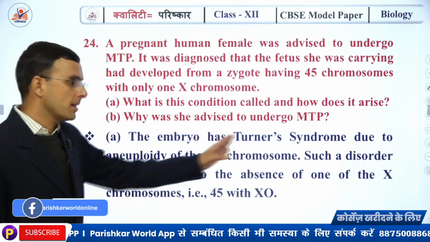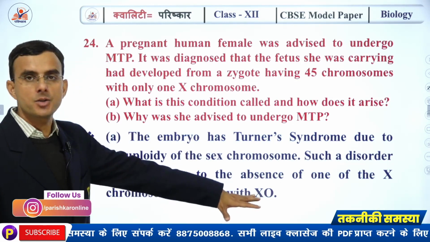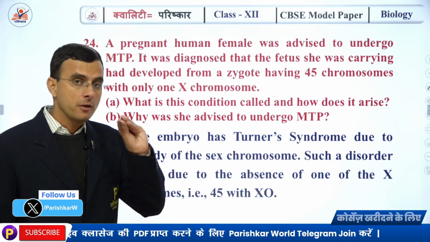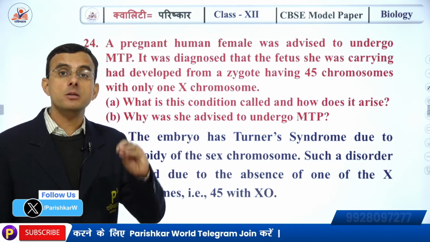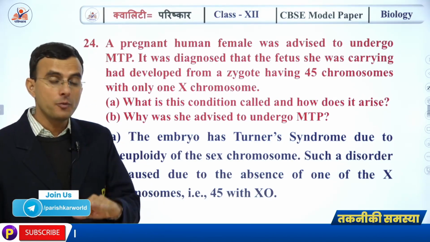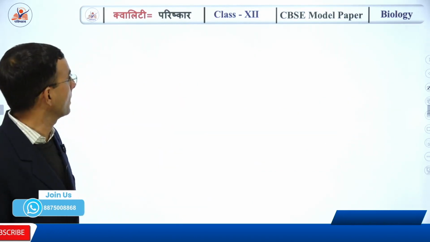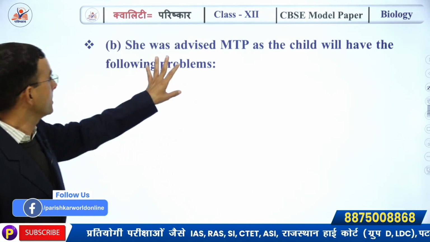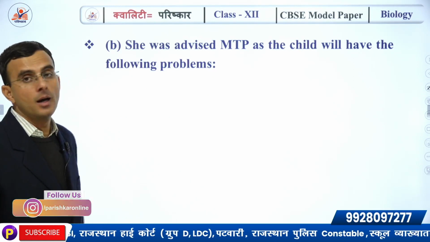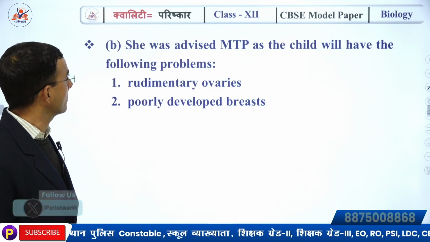So that condition is known as Turner syndrome. If they have one X chromosome less, that condition is known as Turner syndrome. Because of this, with one X chromosome they show some abnormal features, and because of these abnormal features we may have to abort that fetus. Why? Because that baby is not normal. Because of these abnormal features, the MTP, medical termination of pregnancy, is authorized for that particular lady.